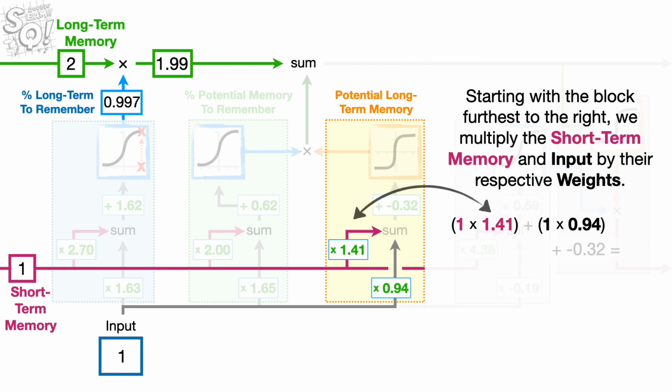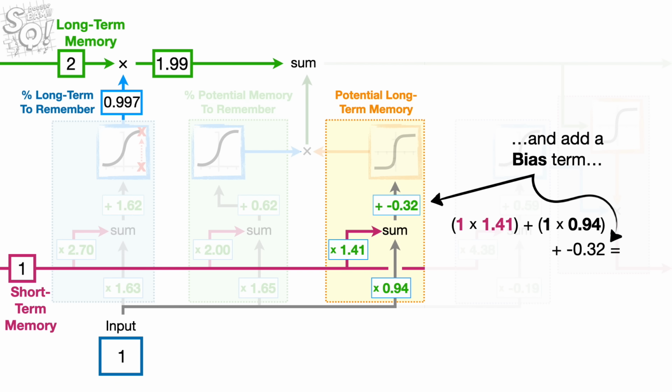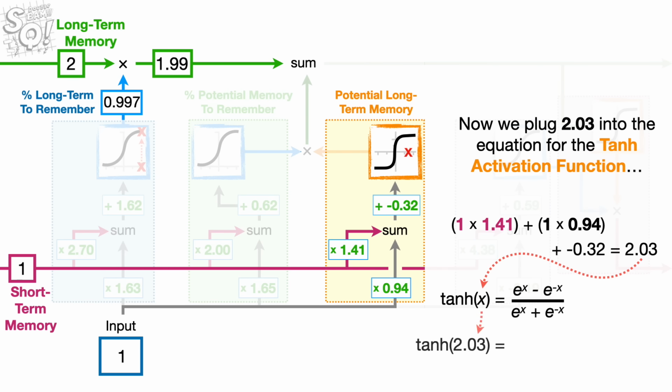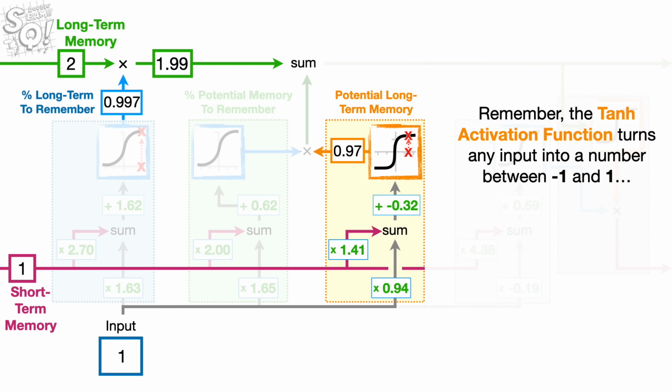Starting with the block furthest to the right, we multiply the short-term memory and the input by their respective weights. Then we add those values together and add a bias term to get 2.03, the input value for the tanh activation function. Now we plug 2.03 into the equation for the tanh activation function, and we get the y-axis coordinate 0.97. Remember, the tanh activation function turns any input into a number between -1 and 1.